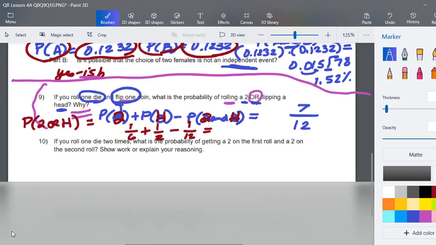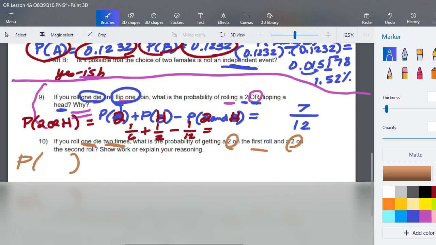So finally, we are on question 10. If you roll one die, 2 times, what is going to be the probability of getting a 2 on the first roll and a 2 on the second roll? So what's going to be the probability of getting, and this is where we've got to interpret, is this an and? Is it an or? Are these independent? Are they dependent?